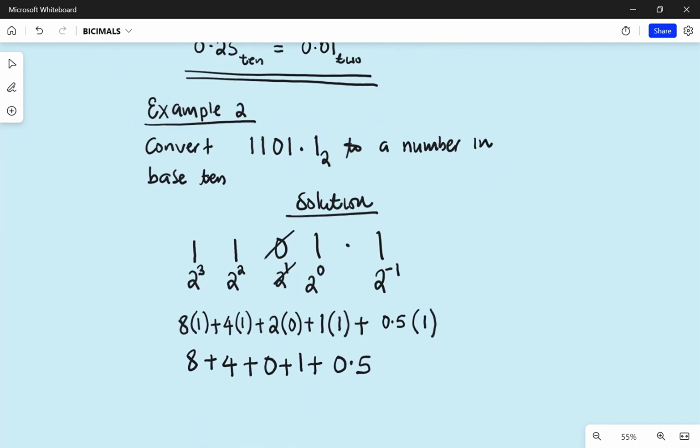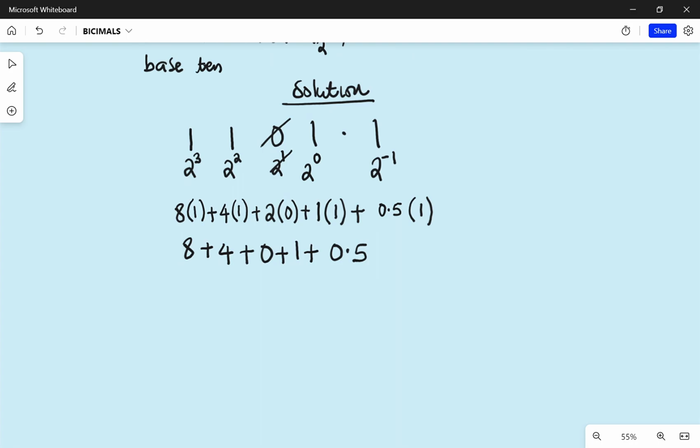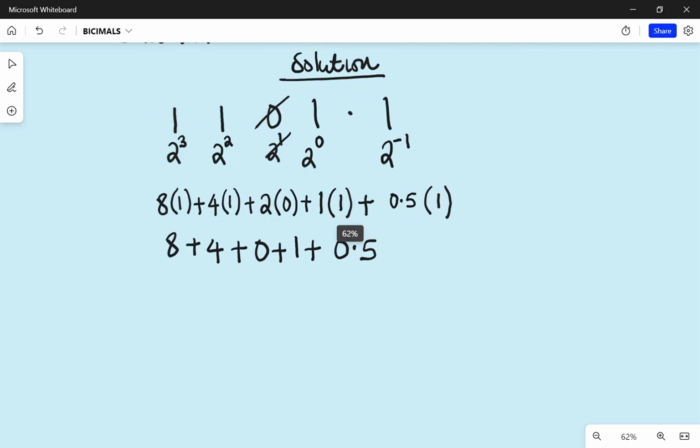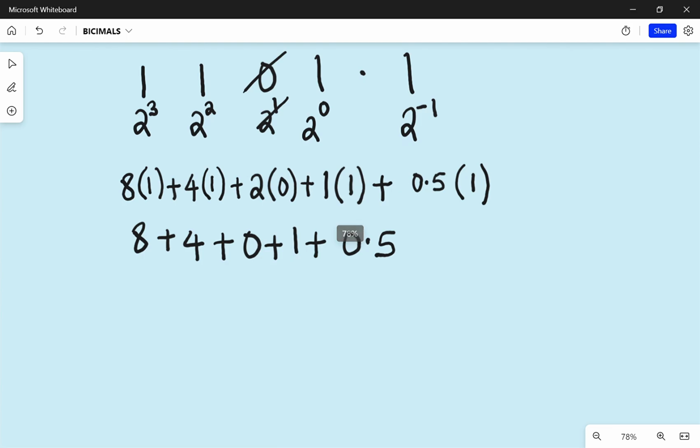So now let's just enlarge this a bit. What we are simply saying is, this is going to give me 8 plus 4 is 12, 12 plus 1 is 13. So here I'm going to have 13.5, 13.5 base 10. Though I haven't written base 10, it will still stand to be true. So that is your solution.